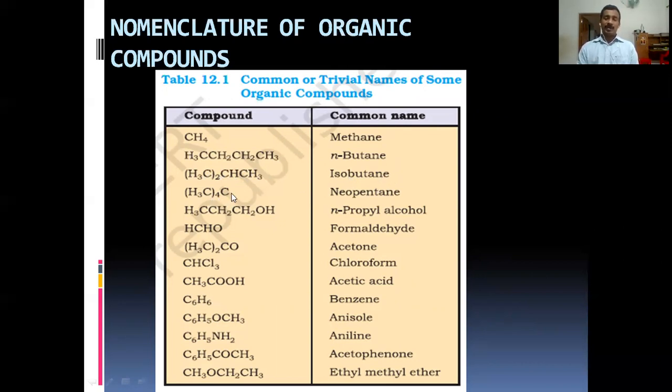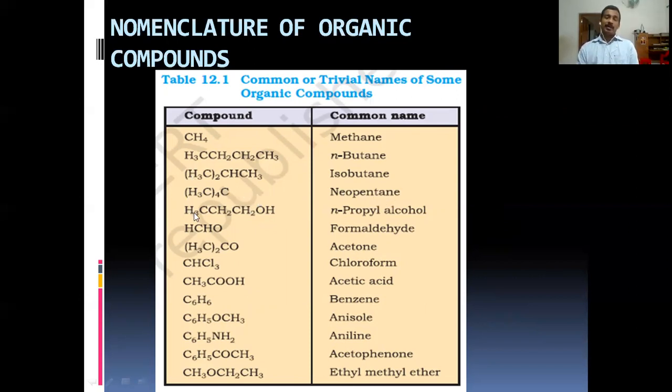C(CH3)4, neopentane. That means one carbon atom is surrounded by 4 CH3 groups. That is known as neopentane. Total 5 carbon atoms, therefore the name pentane.